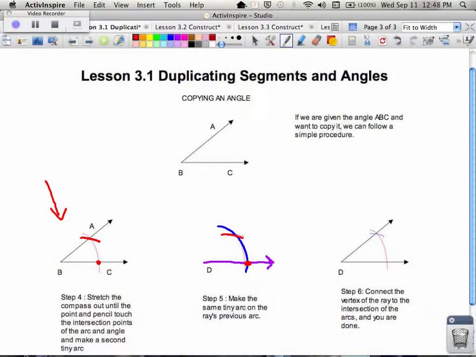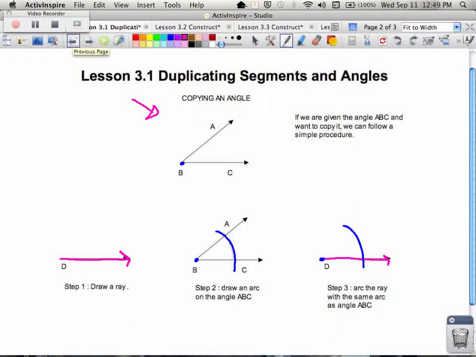What you've done is just measured off the angle size, and so as a final step, you're going to connect the vertex from D through the intersection. And in the end, what you see is the final copied angle. So going over that again, when you're copying an angle, step 1, draw a ray. Step 2, go to your original angle, put your compass point on the B, stretch out your compass 2/3 of the way, make an arc.